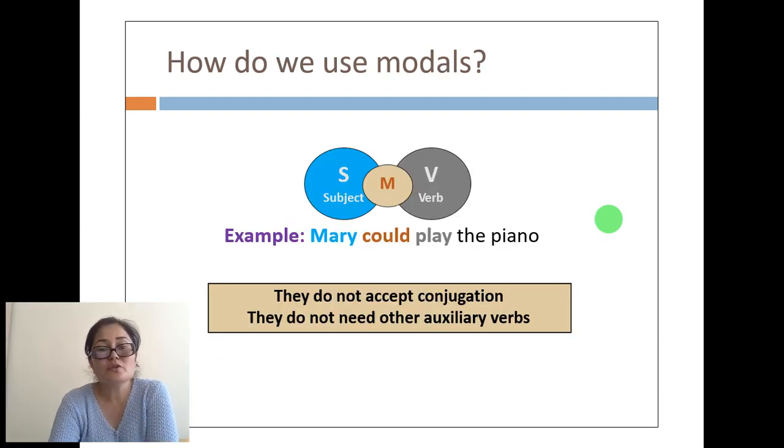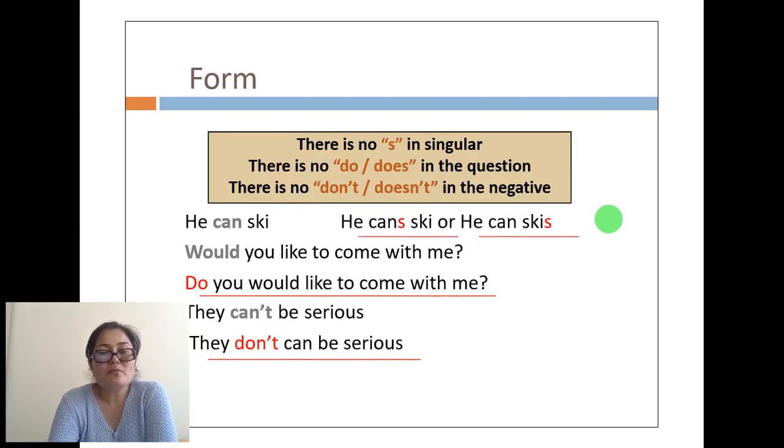Now, how do we use modal verbs? Subject plus modal plus verb. We use a modal verb between subject and verb. Example: Mary could play the piano. They don't accept conjugation. They don't need other auxiliary verbs. Remember about it.